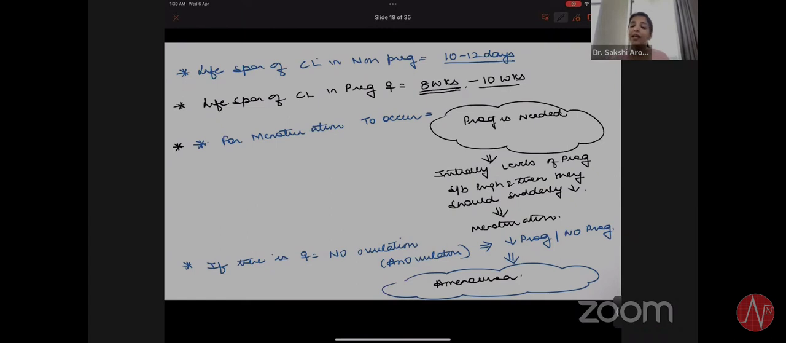So the bottom line is that for anything and everything related to menstruation, we are dependent on progesterone. To delay periods, progesterone; to bring periods, also progesterone. So the most important hormone which is needed for menstruation is progesterone. Initially the levels of progesterone should be high, and then they should suddenly decrease. Then your patient will menstruate.